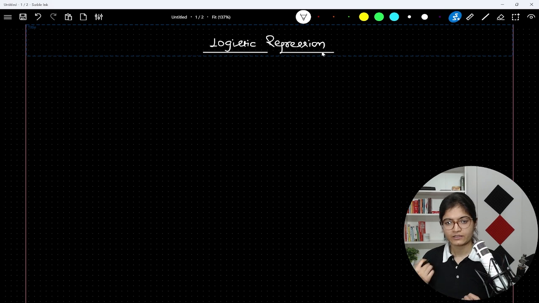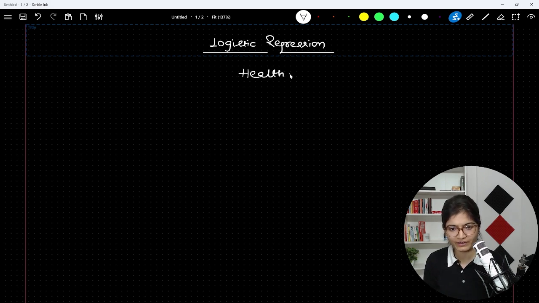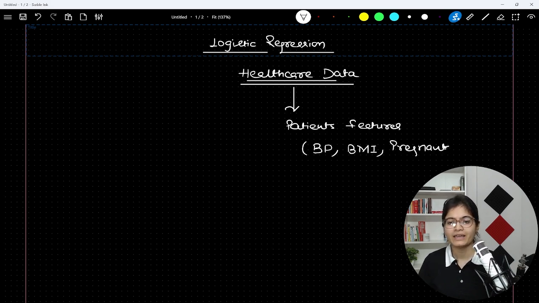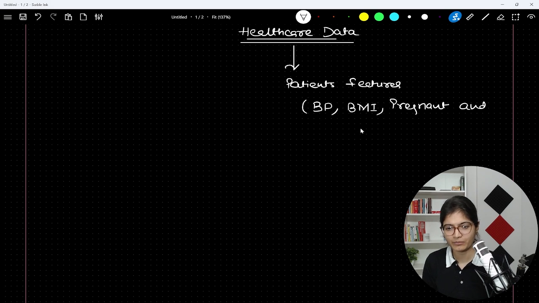Let's say I will give you a very simple example. For example, there is a use case where you will have healthcare data. Obviously you will have a patient's features. Maybe you will have the BP level of the patient, the BMI level of the patient, whether the patient is pregnant or not, and many more features, right? I have given you one simple example.